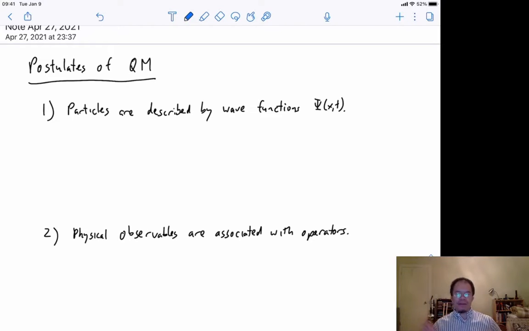And maybe one thing I'll emphasize here is that the wave function psi of x,t, I'll allow for full time dependence here, contains all possible information about my particle.